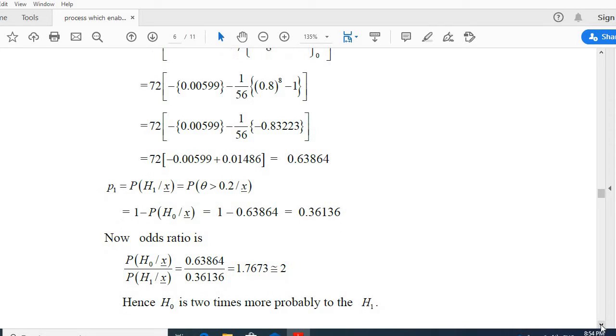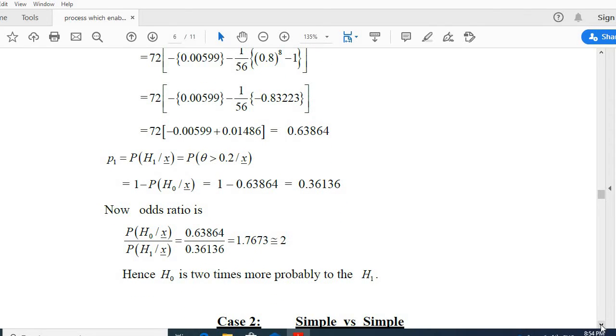Now the odds ratio is equal to P(H0 given x) divided by P(H1 given x) is equal to 0.63864 divided by 0.36136 is equal to 1.76, which is approximately equal to 2. Hence, H0 is 2 times more probable than H1. This is the example of case 1.